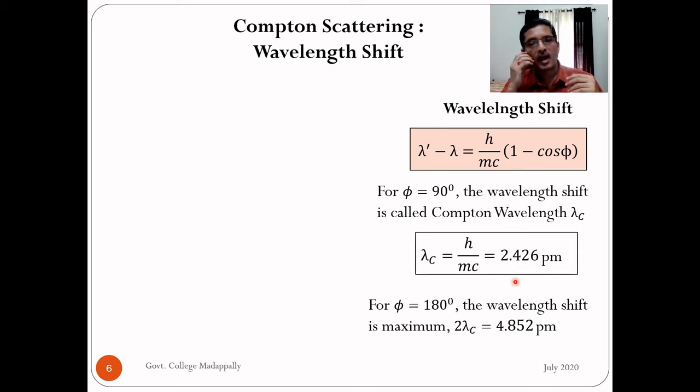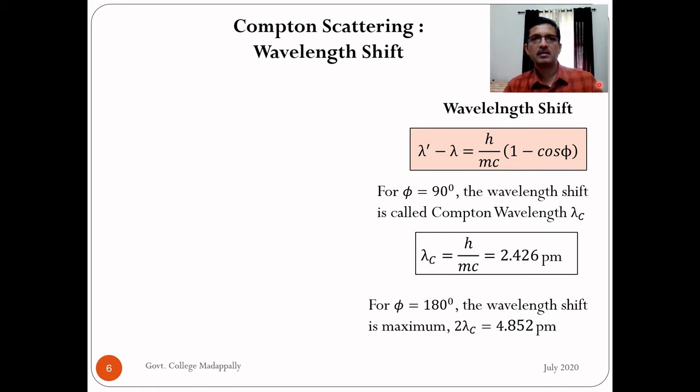So what is the fractional change in wavelength, delta lambda by lambda? Delta lambda is 5 into 10 raised to minus 12, and lambda is 500 nanometer, that is 5 into 10 raised to minus 7. So we get 10 raised to minus 5. The fractional change in wavelength for green light undergoing Compton scattering is 10 raised to minus 5, which is very, very small, negligibly small. So visible light undergoing Compton scattering shows a very insignificant change in wavelength, and we cannot detect it.